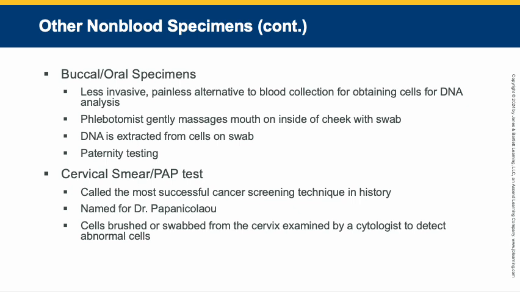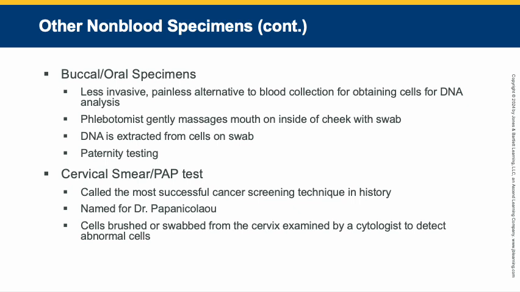Buccal or oral specimens. The collection of a cheek or buccal swab. This can be used to obtain cells for DNA analysis. The phlebotomist will gently massage the mouth on the inside of the cheek with the swab. DNA in the lab is then extracted from the cells on the swab. This is mainly done for paternity or parental testing.